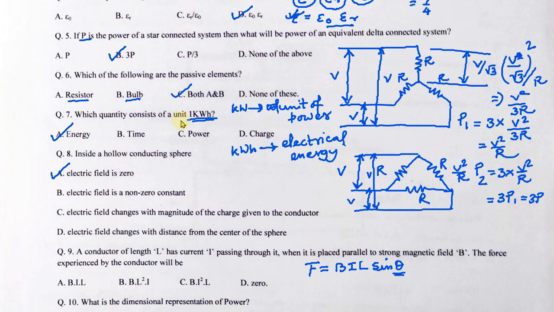Theta is the angle between the conductor and the direction of the magnetic field. Now here it is given to be parallel to each other. So definitely theta is equal to 0 degree. That means F will become 0 as sin 0 degree is 0. Okay. So option D here is the correct answer.